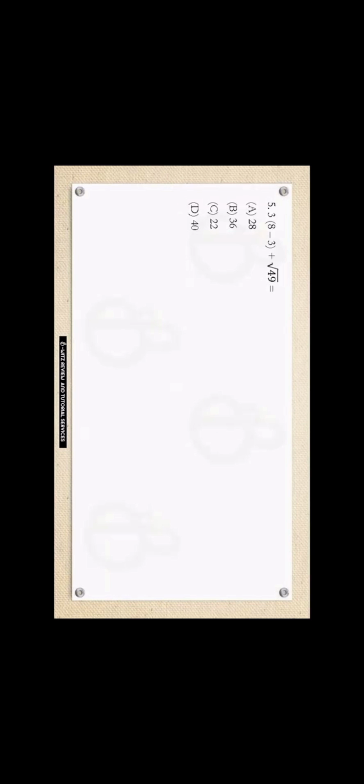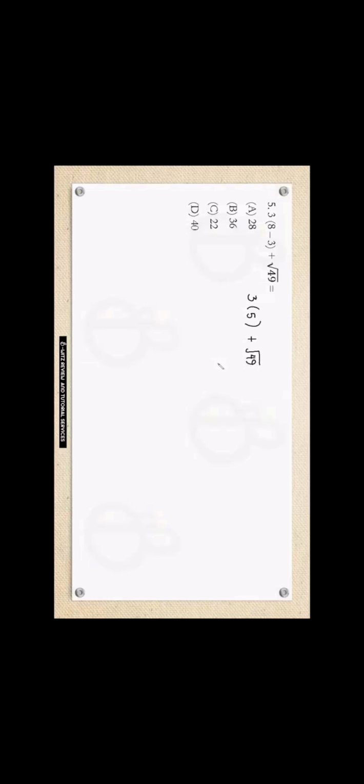Now, problem number 5, we need to calculate 3 times the quantity 8 minus 3, plus square root of 49. Using our PEMDAS rule, we need to simplify the expression inside the parentheses, which is clearly 8 minus 3. Here, we will get the answer as 5, giving us the new expression as 3 times 5 plus square root of 49.